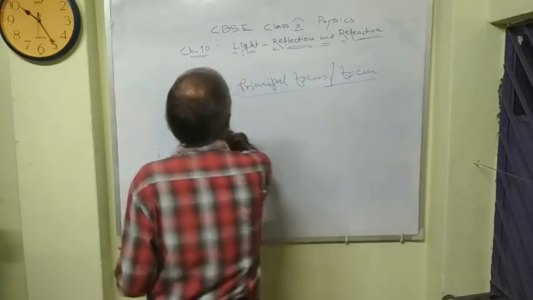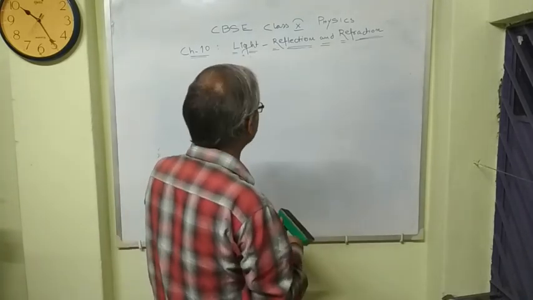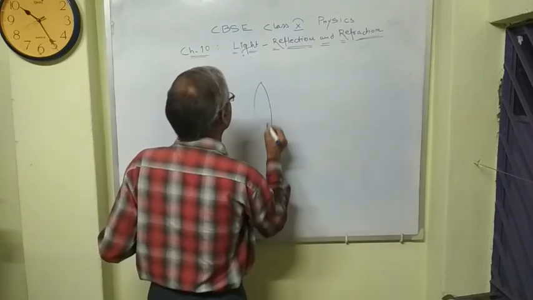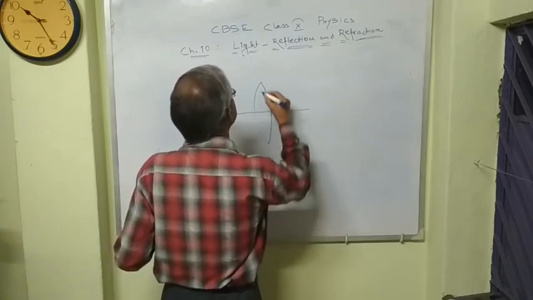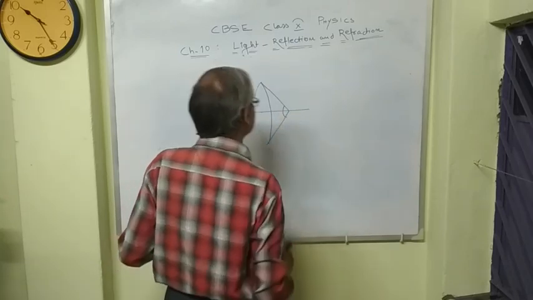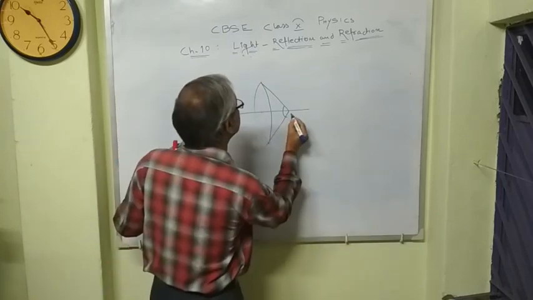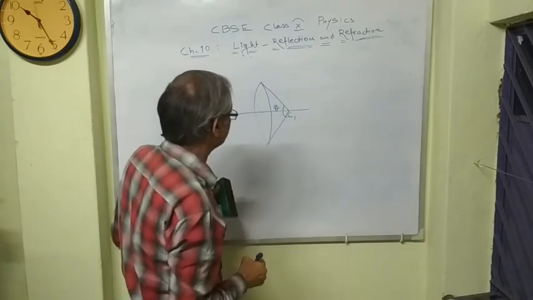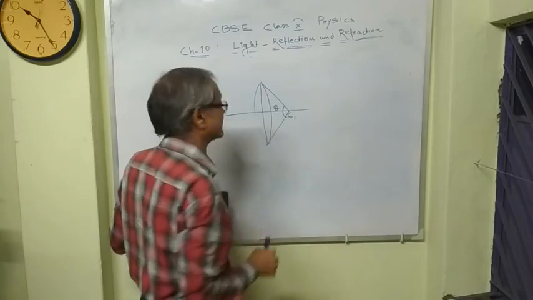Now the aperture of a concave or convex lens is, for this surface, this angle. If we join the two ends to the center, then this angle will be the angle of curvature. This is also the curvature, but linear curvature.